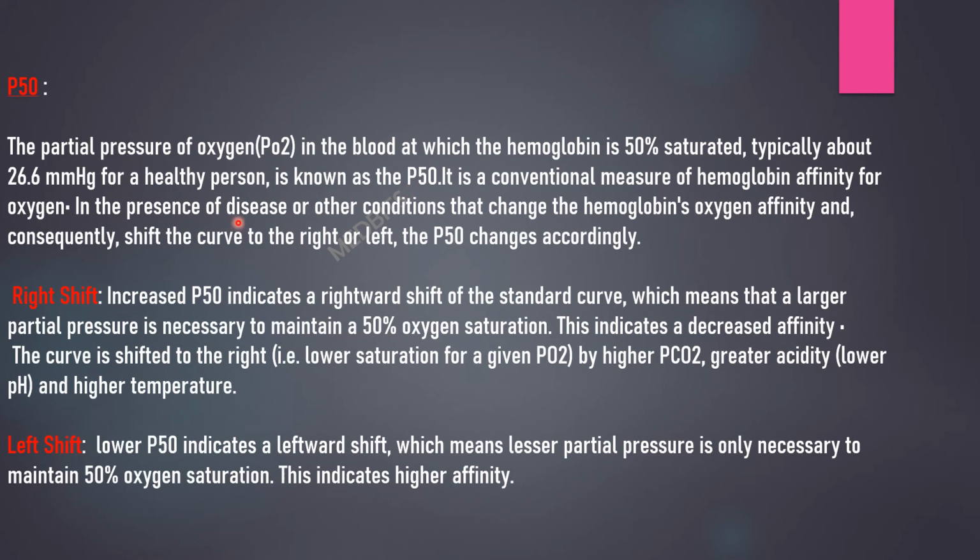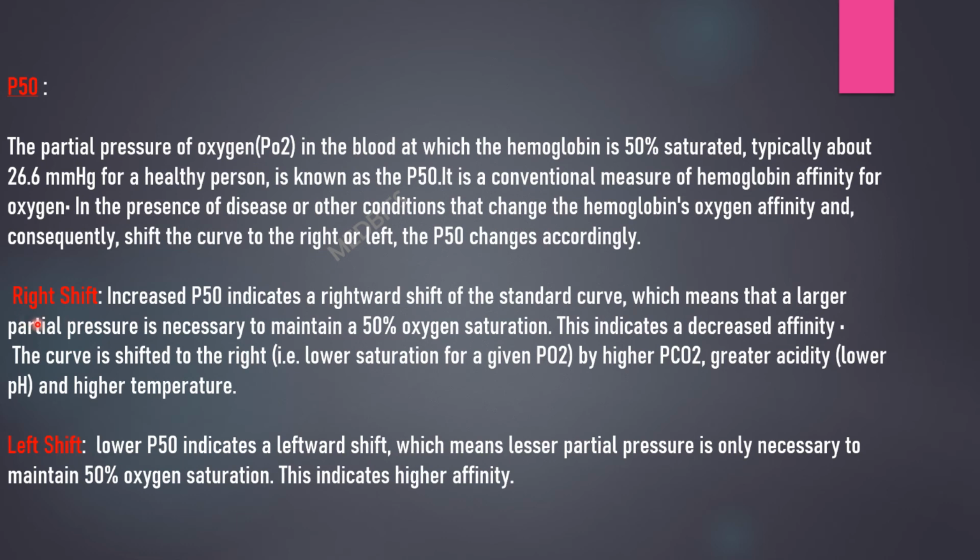In the presence of disease or other conditions that change the hemoglobin's oxygen affinity and consequently shift the curve to the right or to the left, the P50 changes accordingly. Now how is the right shift happening? Let's look into that.